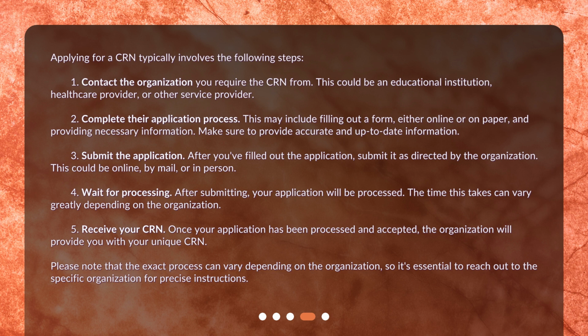3. Submit the application. After you've filled out the application, submit it as directed by the organization. This could be online, by mail, or in person. 4. Wait for processing. After submitting, your application will be processed. The time this takes can vary greatly depending on the organization. 5. Receive your CRN. Once your application has been processed and accepted, the organization will provide you with your unique CRN. Please note that the exact process can vary depending on the organization, so it's essential to reach out to the specific organization for precise instructions.